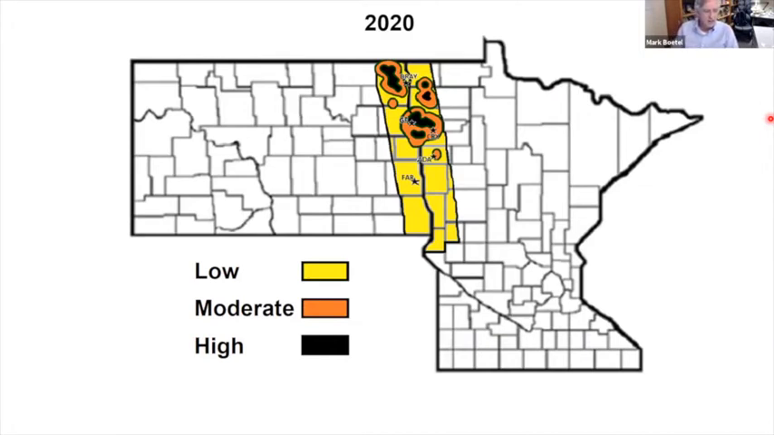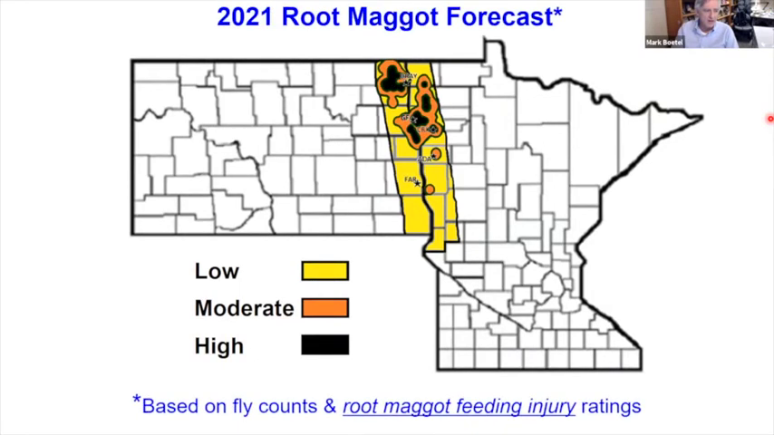But quite an expansion in its range, especially over into Minnesota. And then what we're expecting in 2021 is a lot more moderate infestation. Those areas are filling in. We're not necessarily having more of the severe or high risk areas, but we're really seeing an overall expansion of its territory in between some of those areas that were orange last year, or filling in some of those that were yellow last year. So a lot more moderate risk in the map this time.